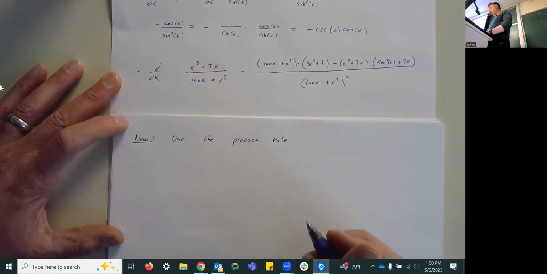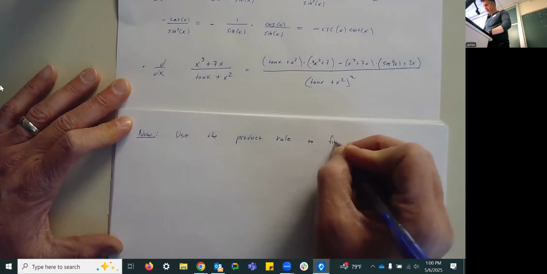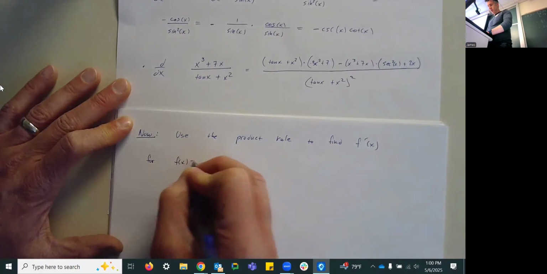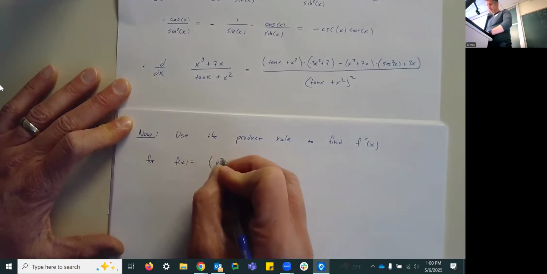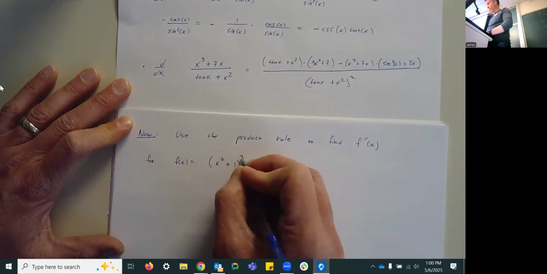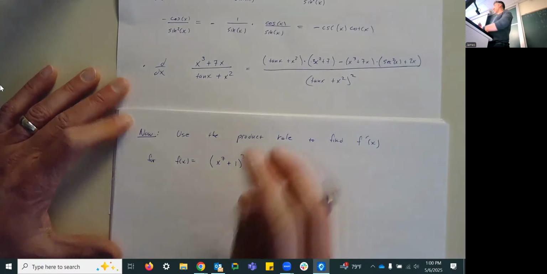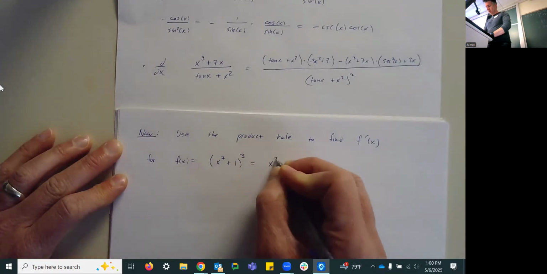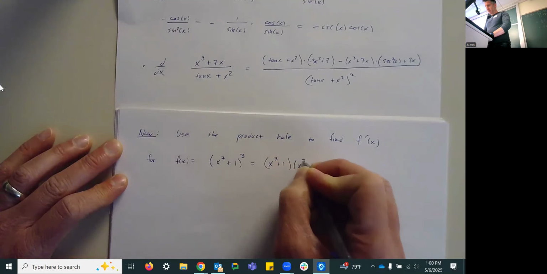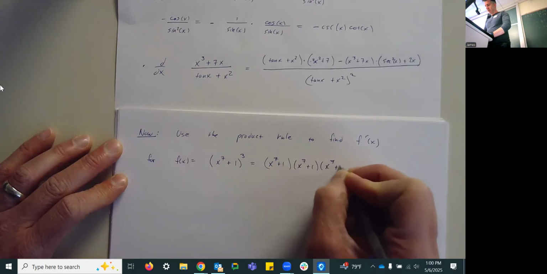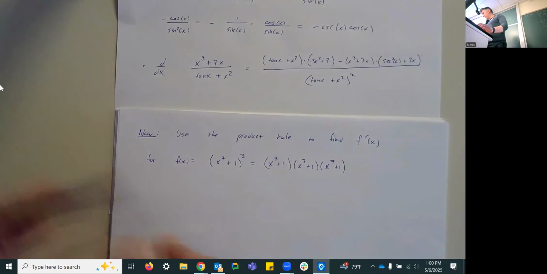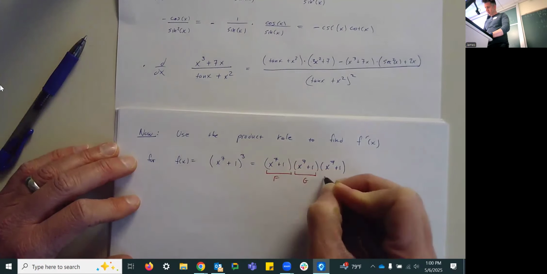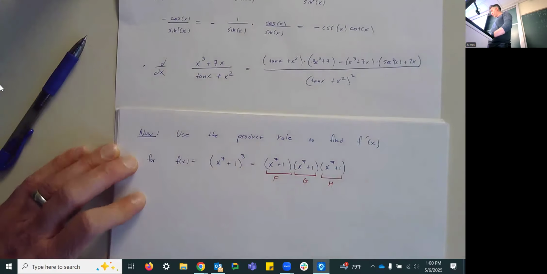I should say the triple product rule to find f prime of x for f of x equal to x to the 7th plus 1 to the 3rd power. We're actually not going to multiply it out. We're going to express it as a triple product. It's going to be x to the 7th plus 1 times x to the 7th plus 1 times x to the 7th plus 1. So we can think of this as our capital F, capital G, and capital H for our triple product rule.